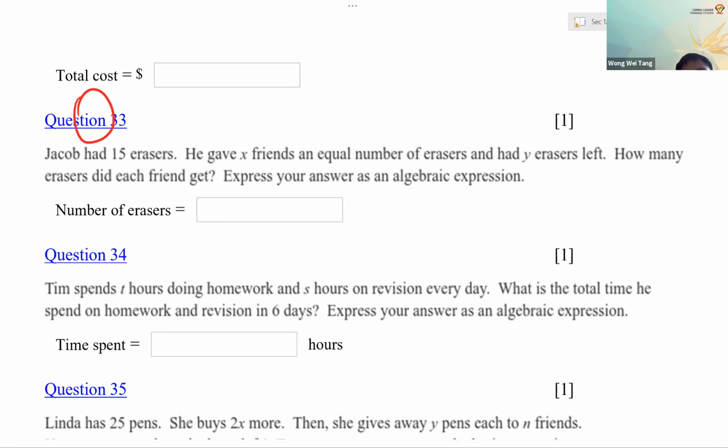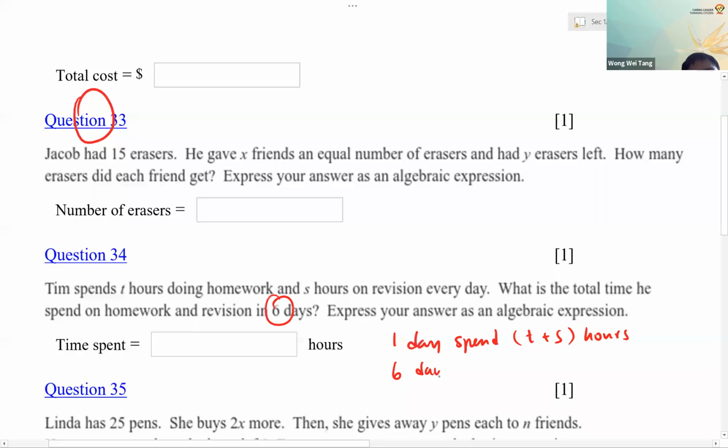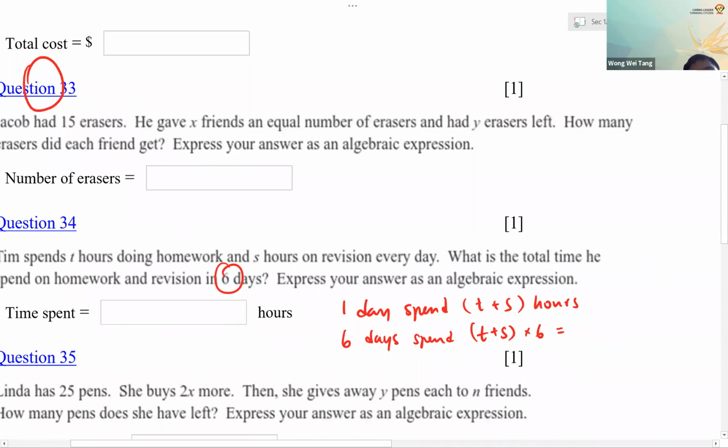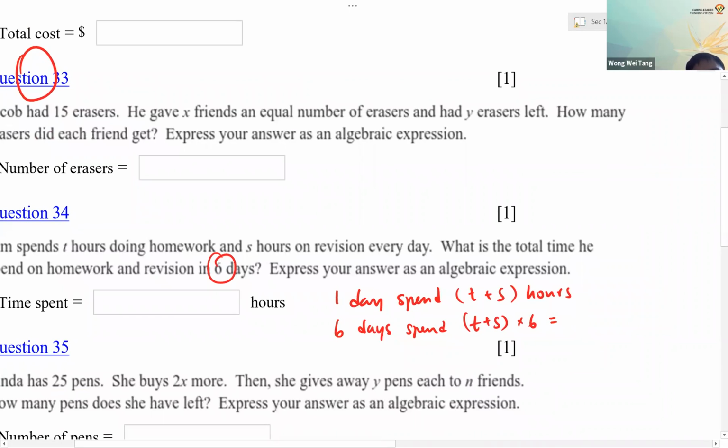Okay, Zenis. One day is T plus S. Okay, so one day, spend T plus S hours. How about this question? It says 6 days. 6 days, so spend how much? T plus S times 6. Okay, T plus S times 6. Is this how you want to write your answer? No. No, okay. How will we write our answer? TS times 6. TS times 6? Are you sure? 6. 6?